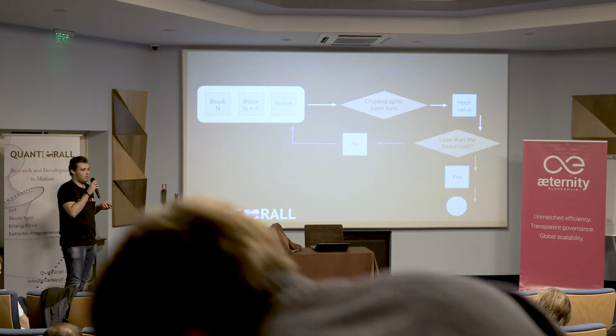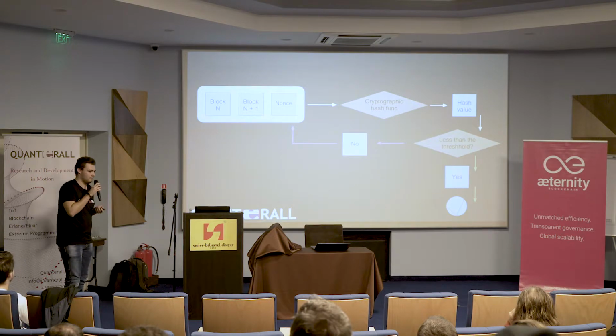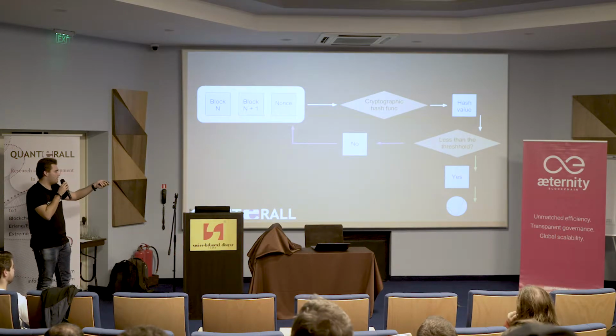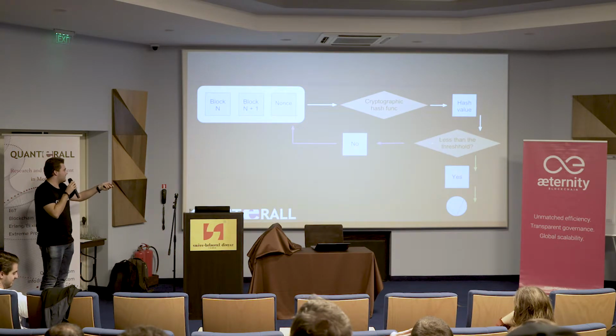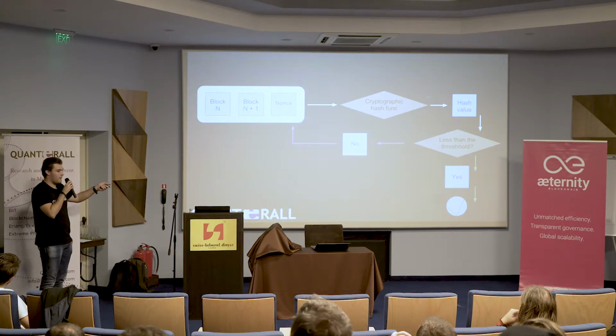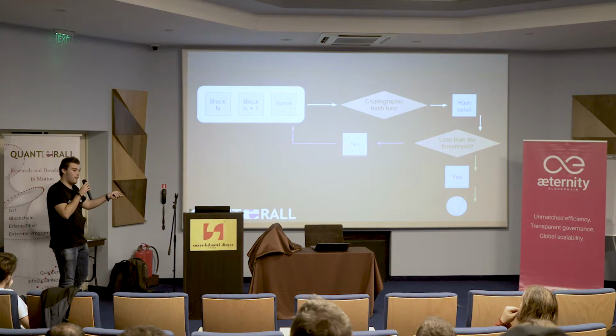This is the way Bitcoin keeps the consistent time of mining a block, by regulating this threshold. If it's not less than the threshold, we change the nonce and try again. But if it's less than the threshold, we have a valid proof of work.